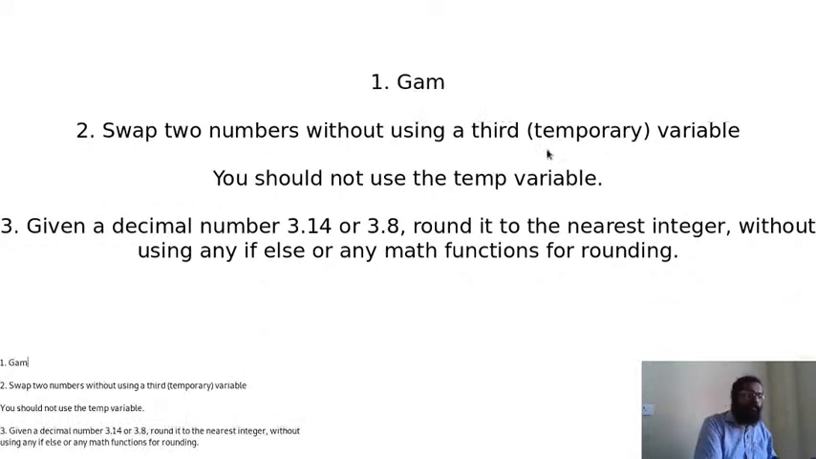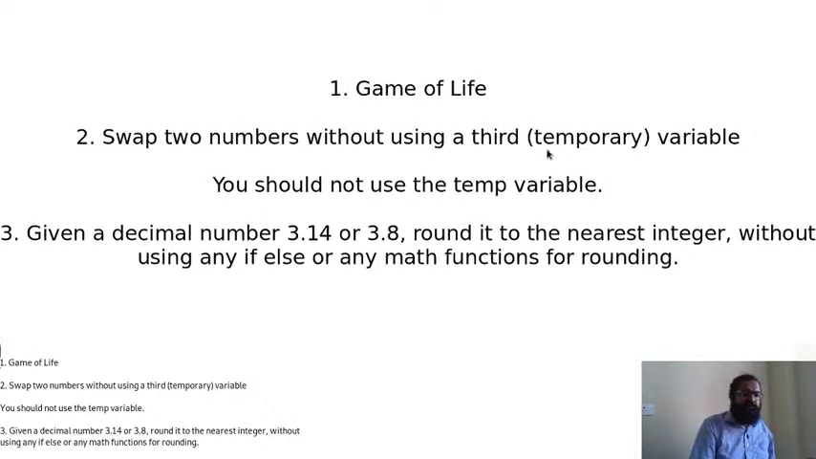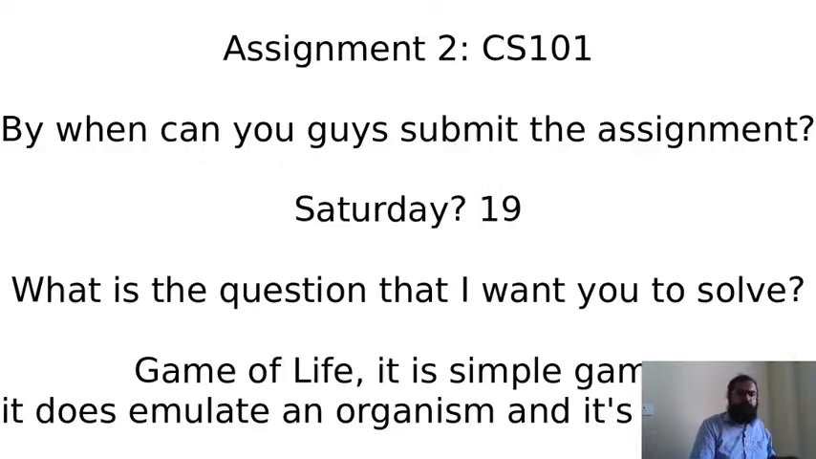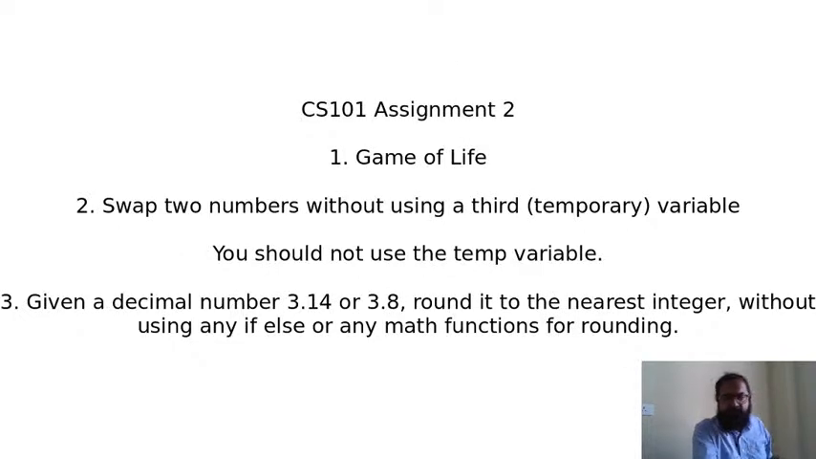So the first one is the game of life. So this is the assignment, CS101 assignment 2, that you are going to submit by Saturday 19th. And these are the questions. First is game of life, second is swap two numbers without using a third temporary variable. You should not use the temp variable.